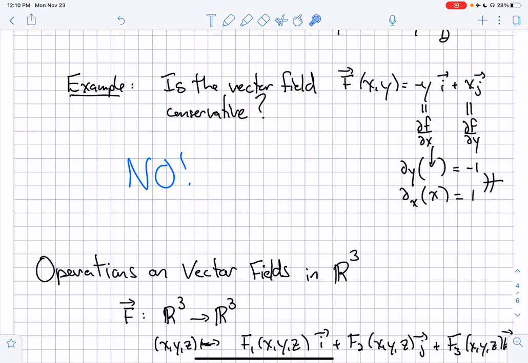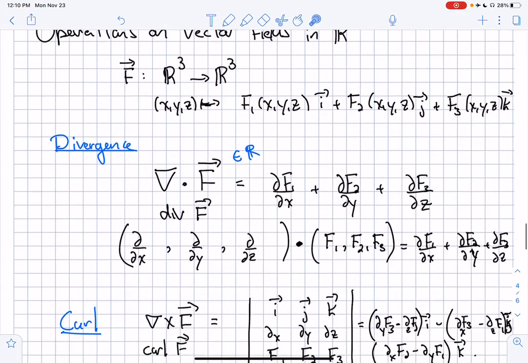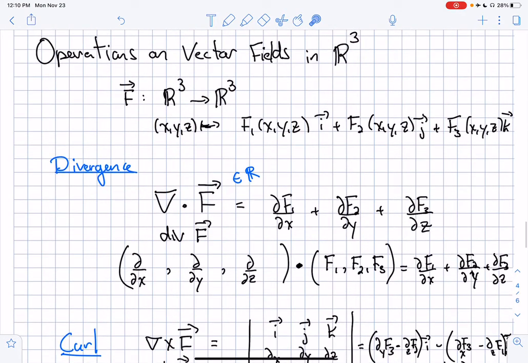What about 3 dimensions? So in 3 dimensions, I have mixed derivatives xy, xz, and yz. So I have to check them all. But there's a nice compact way to put all these conditions in one object, and that's looking at the curl. So it's a good time to actually define my derivative of a vector field in R3.